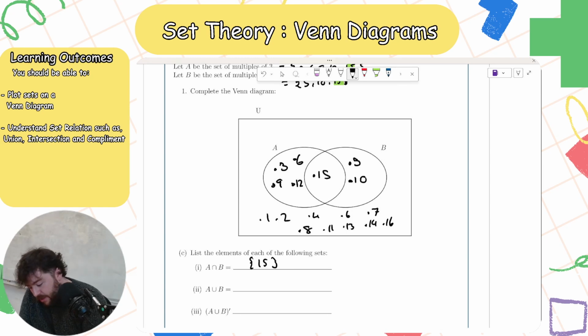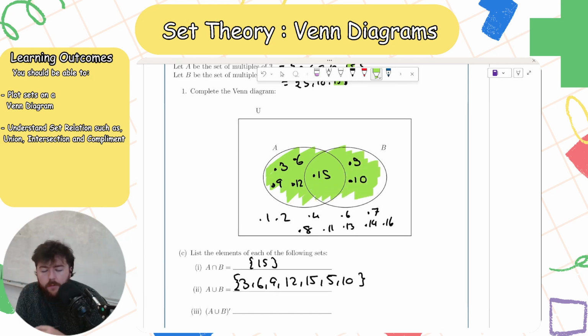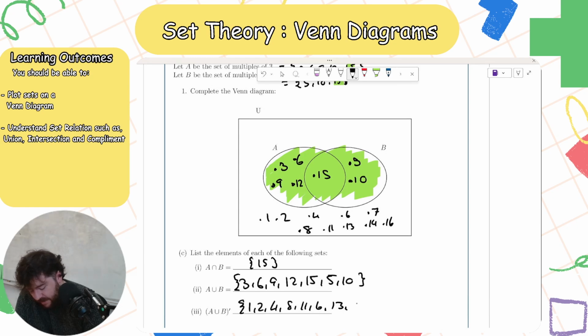What about A union B? That's everything in the shaded Venn diagram here. So that is just going to be 3, 6, 9, 12, 15, 5, and 10. Then A union B complement. So this is A union B, so A union B complement is everything but that. So that would be 1, 2, 4, 8, 11, 6, 13, 14, 7, and 16.